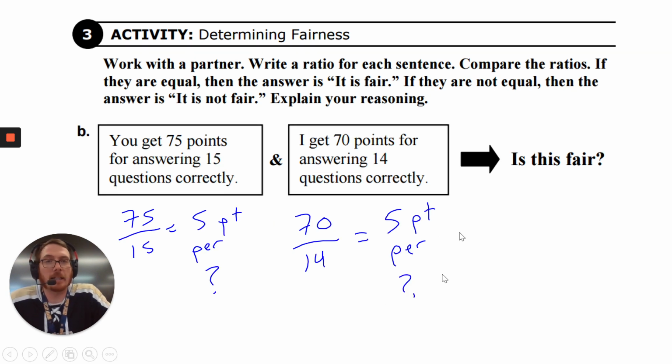The next one, this would be like a test. Each question, you're trying to figure out how much each question's worth. 75 divided by 15 would be 5 points a question. 70 divided by 14, 5 points a question. So that seems to be fair. Same amount of points for every question.